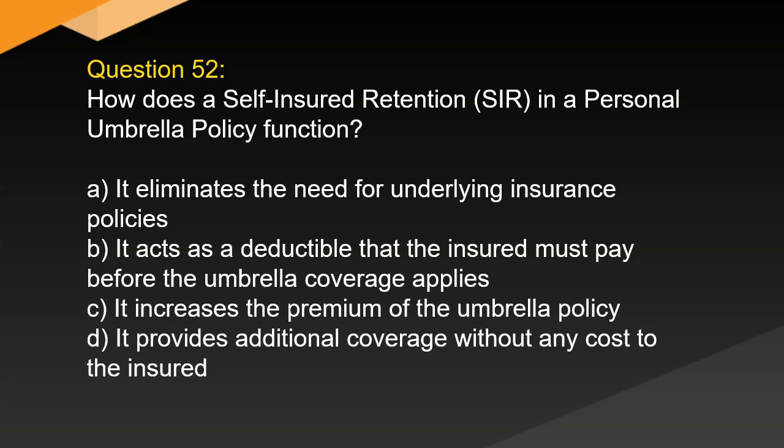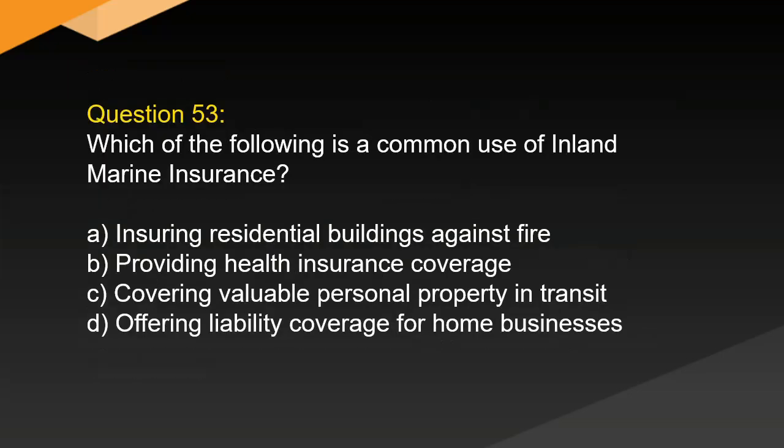Question 52. How does a self-insured retention, SIR, in a personal umbrella policy function? A. It eliminates the need for underlying insurance policies. B. It acts as a deductible that the insured must pay before the umbrella coverage applies. C. It increases the premium of the umbrella policy. D. It provides additional coverage without any cost to the insured.